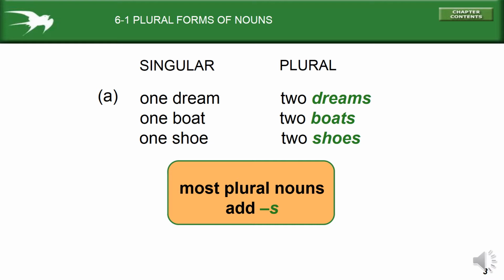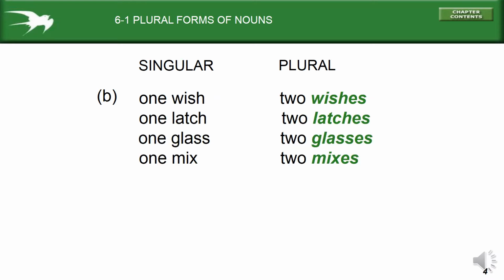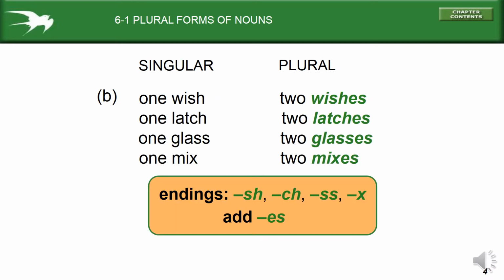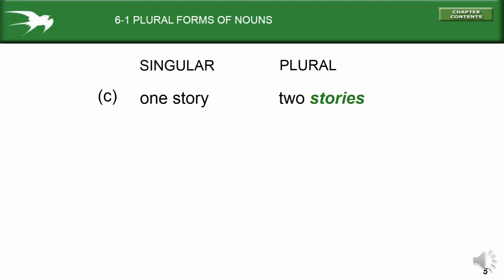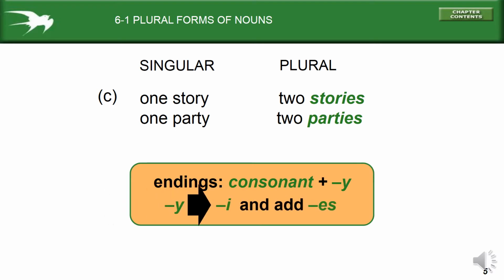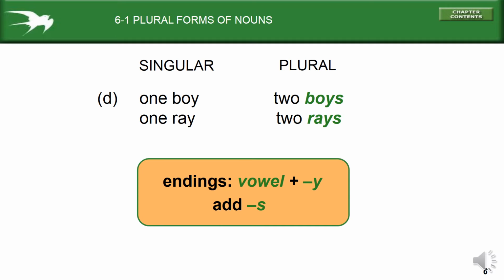Set A shows us that most singular nouns take a final plural s to make them plural. Set B says that any singular noun that ends with sh, ch, double s, or x must take an es to make it plural. Set C shows us that any noun that ends with a consonant plus y must have the y changed into i before adding the es. Set D shows us that any singular noun that ends with a vowel plus y must have the s added to it normally.